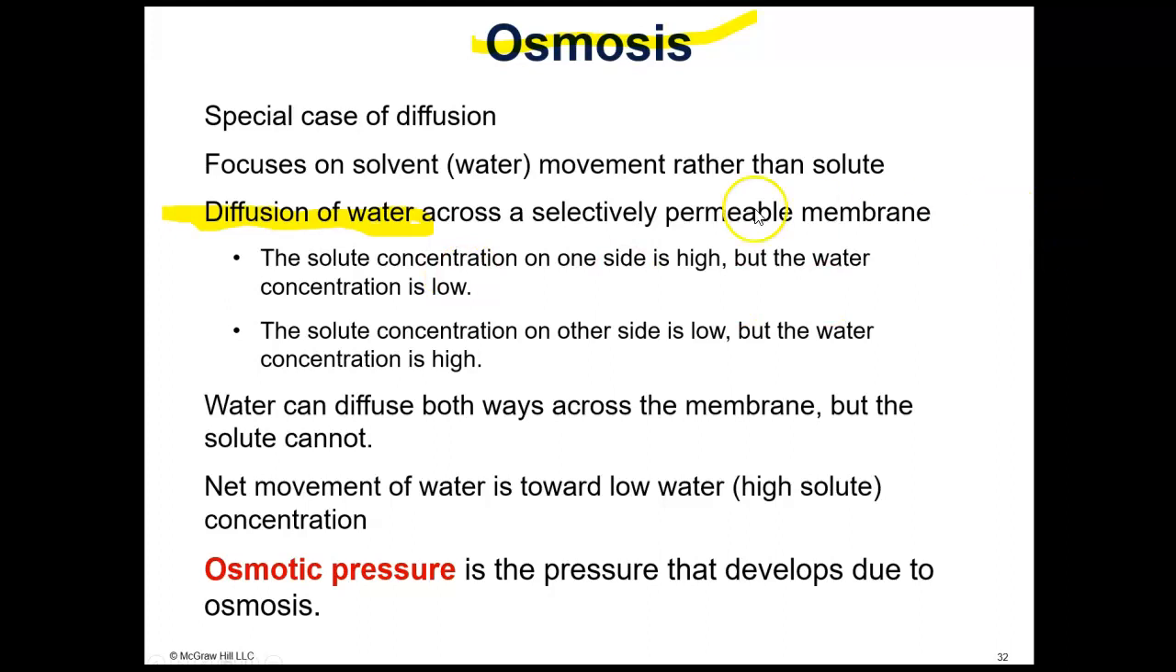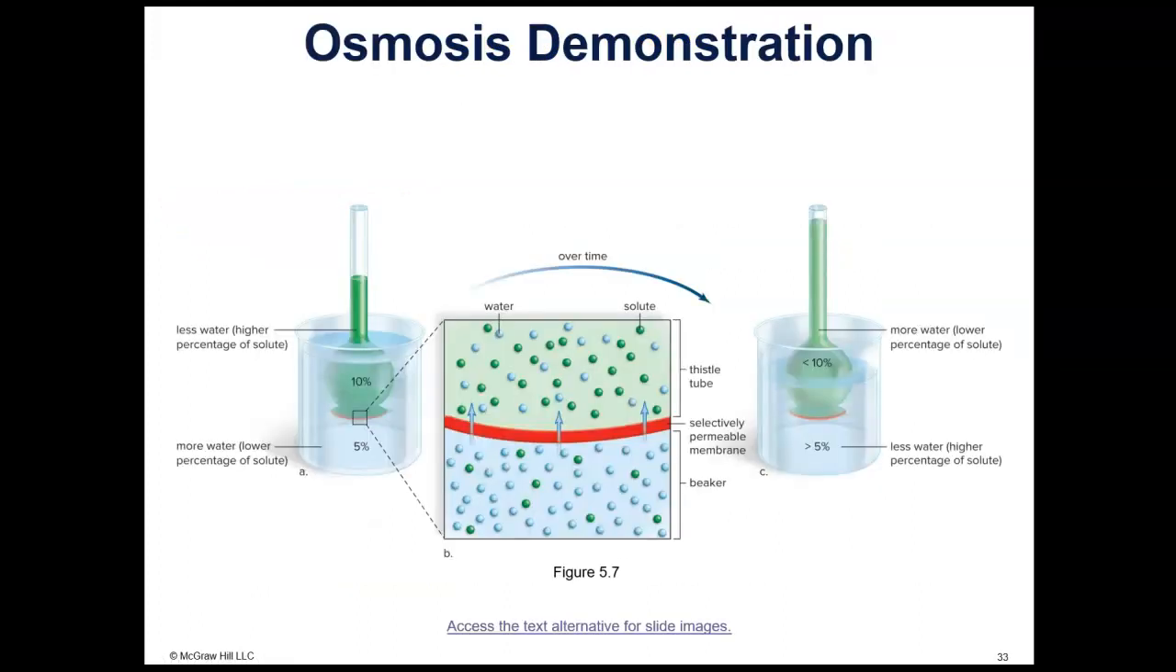Now, a special case of diffusion is osmosis, and that is when water diffuses across the plasma membrane. And sometimes this happens because other molecules that are dissolved in water aren't able to move across the membrane, but water is more freely able to move.